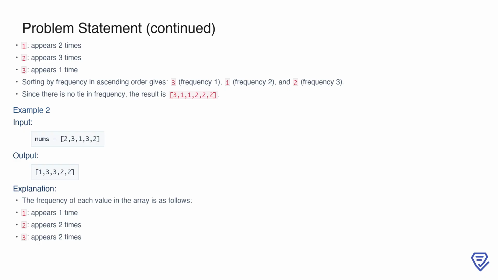2. In the second example, nums equals 2 3 1 3 2, the frequencies are 1 appears once, 2 appears twice, and 3 also appears twice. We first sort by frequency, so 1 comes first. For 2 and 3, which have the same frequency, we sort them in decreasing order of value, placing 3 before 2. This gives the result 1 3 3 2 2.